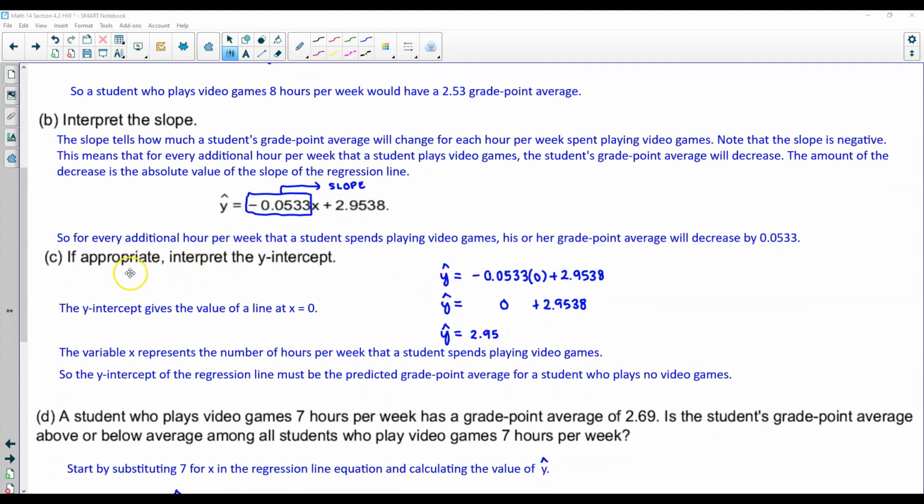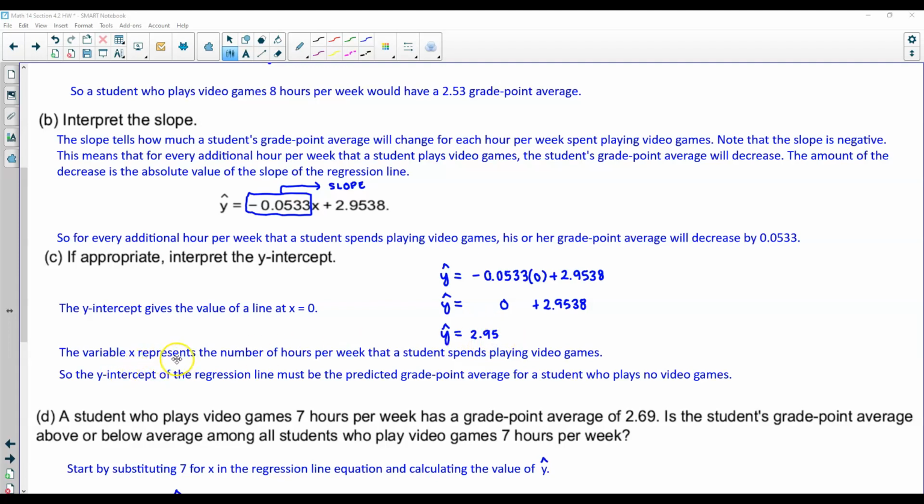In part C, it says, if appropriate, interpret the y-intercept. Well, the y-intercept gives the value of a line at x equals 0. So if we plug 0 into our regression line, we'd get negative 0.0533 times 0. So we get 0 plus 2.9538. Round that to 2 decimal places, y would equal 2.95. So that would give the grade point average.